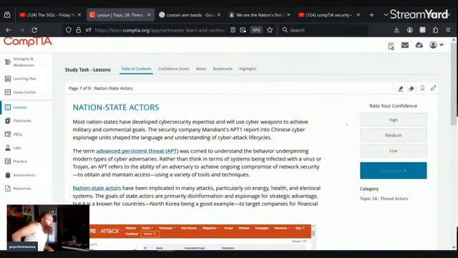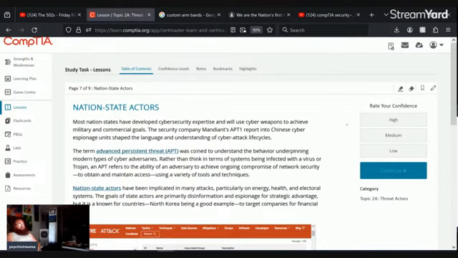Nation state actors. Most nation states have developed cybersecurity enterprises and will use cyber weapons to achieve military and commercial goals. The security company Mandiant's APT-1 report into Chinese cyber espionage units shaped the language and understanding of cyber attack life cycles. The term advanced persistent threat (APT) was coined to understand the behavior underpinning modern types of cyber adversaries.